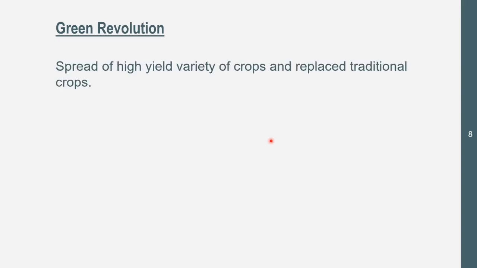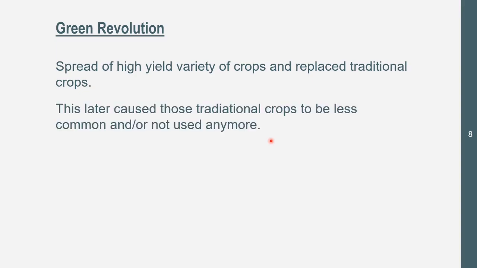Now let's get into that Green Revolution I was just talking about. So the Green Revolution was the spread of high-yield varieties of crops, with tons of crops and different varieties, diverse versions of crops. And these replaced traditional crops. Now, this later caused those traditional crops to be less common and not used anymore. I didn't say extinct. These crops still exist. They're just not really used that much anymore. Because we have those high-yield varieties of crops that are used around the world. They're used globally, and they want them more than those traditional crops.